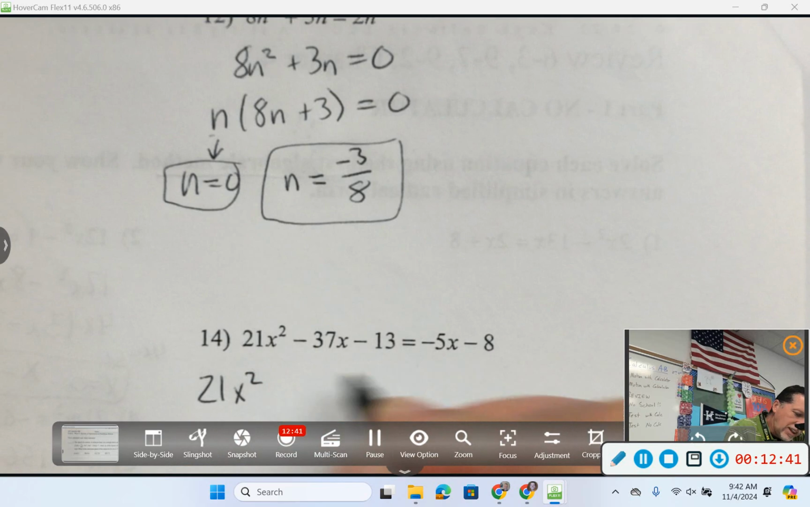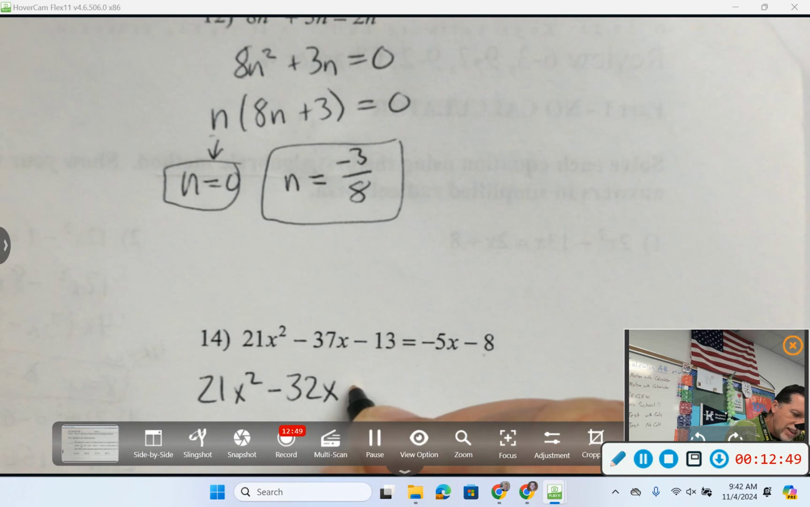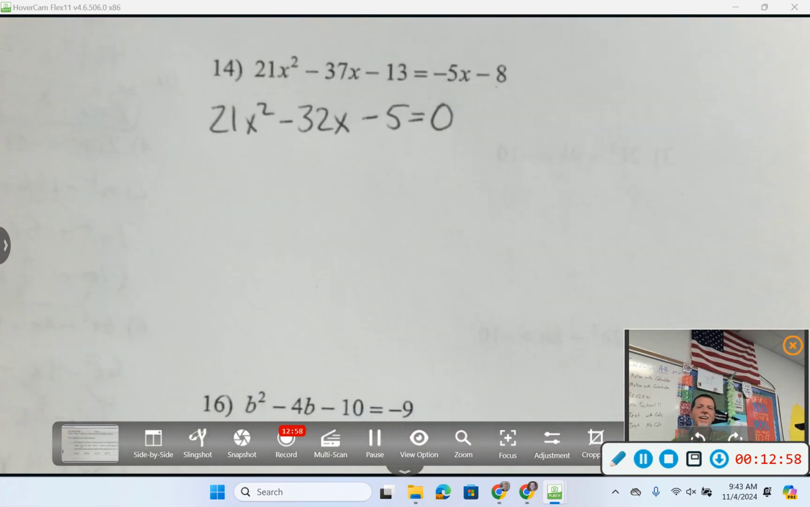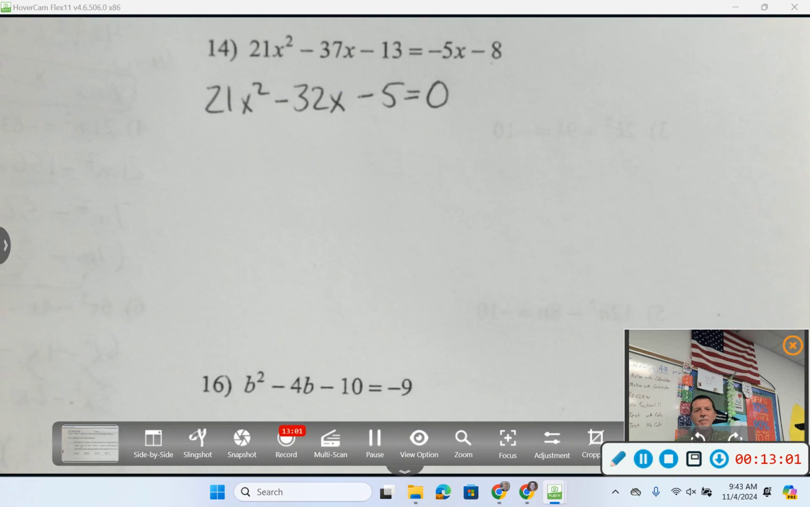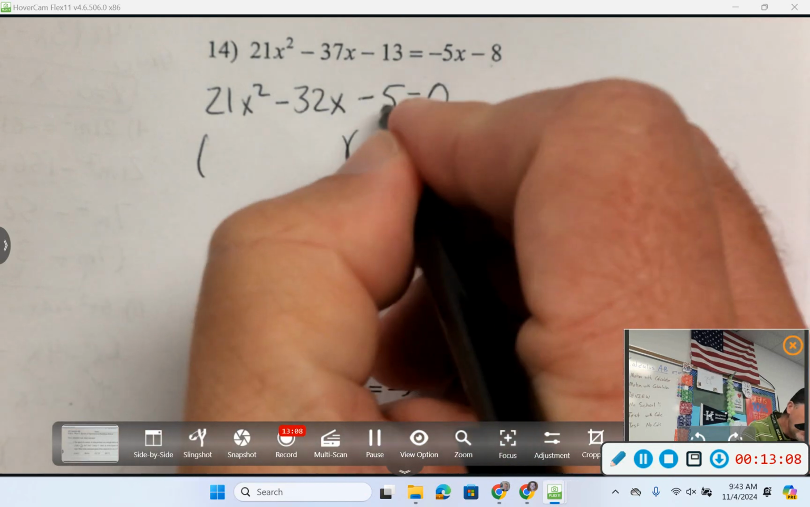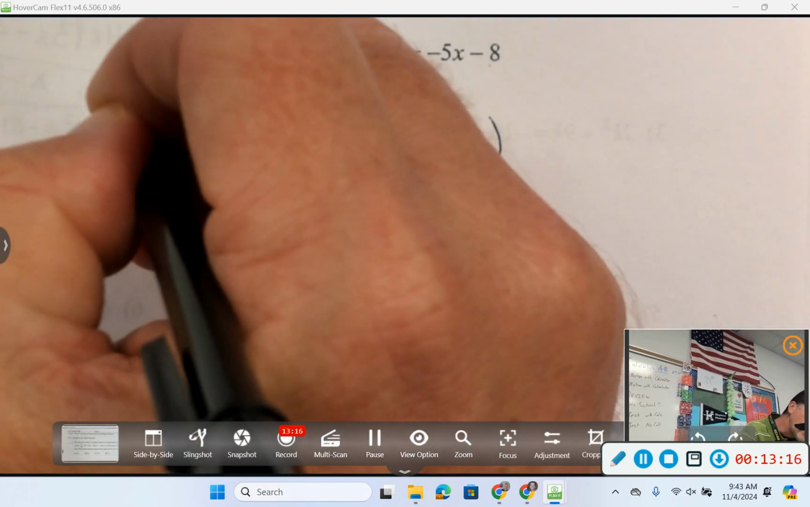Number 14 looks ugly, but I just need to move some things around. Add 5x to both sides. Add 8 to both sides. Oh, is that factorable? I have no idea. It shouldn't be too hard to figure out though, because it has to be 5 and 1 if it's going to work. And 21 doesn't have a ton of factors to worry about.